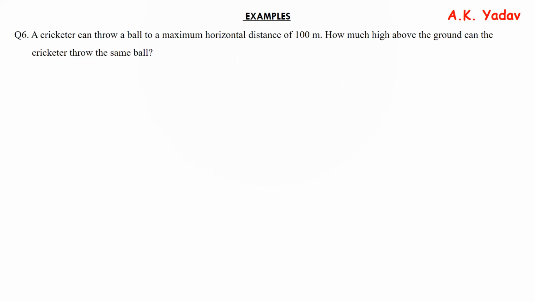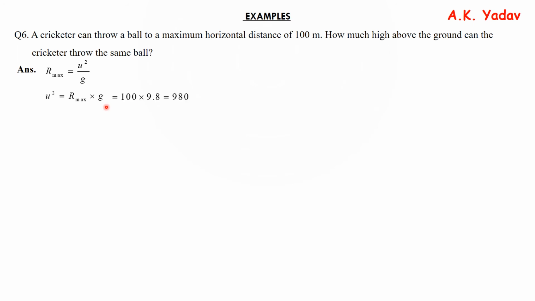Let us move to the next question. A cricketer can throw a ball to a maximum horizontal distance of 100 meters. This is our maximum range. How much high above the ground can the cricketer throw the same ball? Now we know maximum range is equal to u square by g, or we can write u square is equal to r max into g.